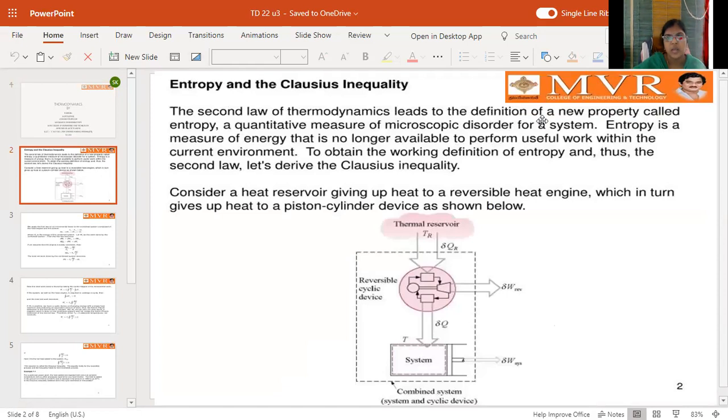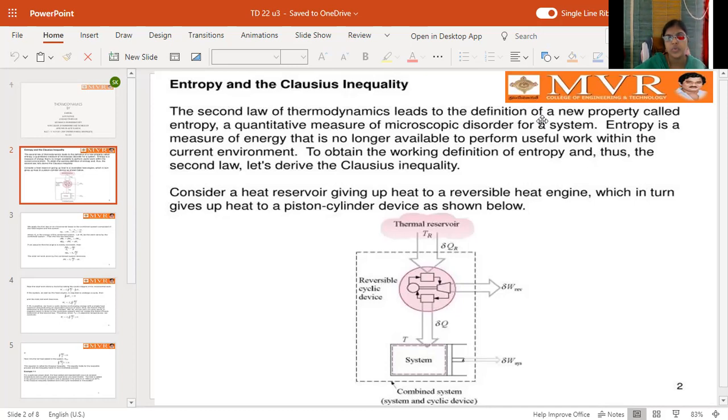The second law of thermodynamics leads to the definition of a new property called entropy. So, what is the meaning of that? The second law of thermodynamics leads to the definition of a new property called entropy, a quantitative measure of microscopic disorder for a system. Microscopic means we measure a single particle. So that is a measure of microscopic disorder of a system.